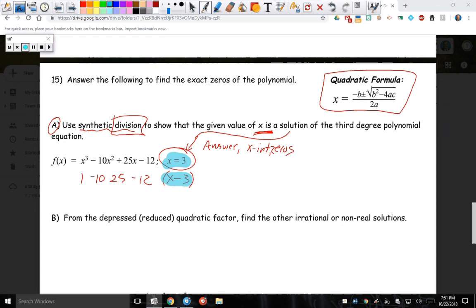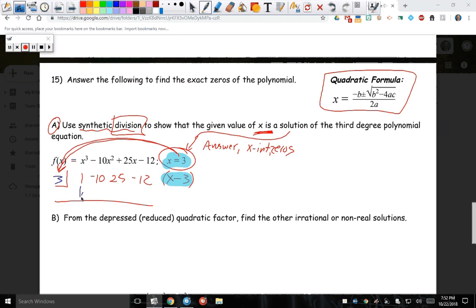Okay? But when we're doing synthetic division, in this box, we are going to put the x-intercept. We're not going to put this number here. Okay? I want to make sure that you're loud and clear on that. We're going to put the 0 of the function, otherwise this x equals piece. So that's why we're going to put 3 here.